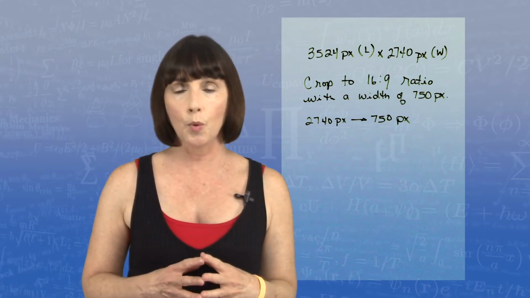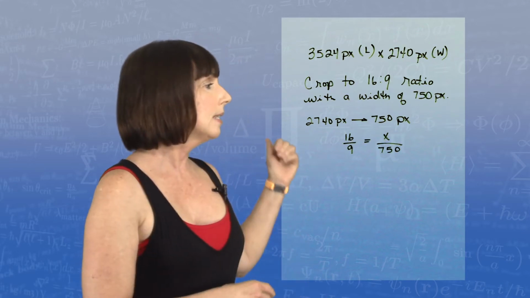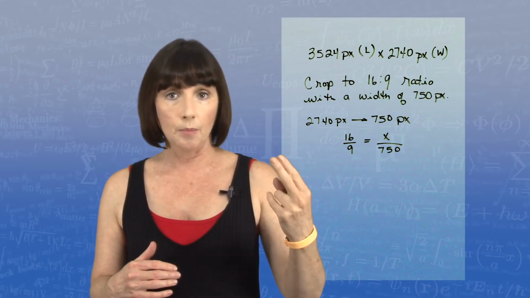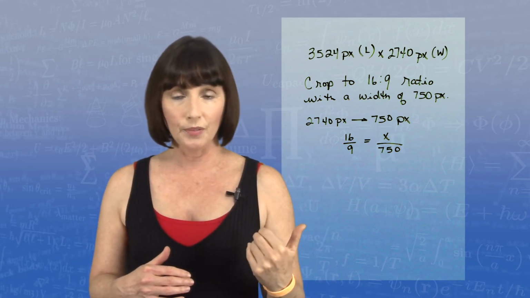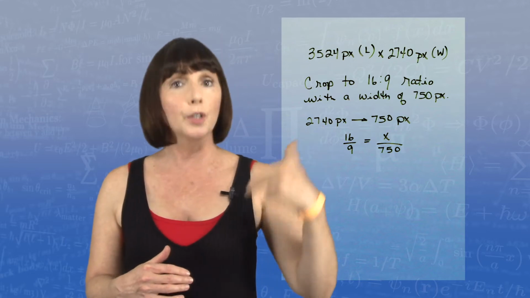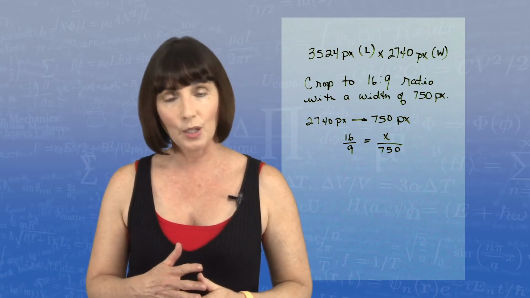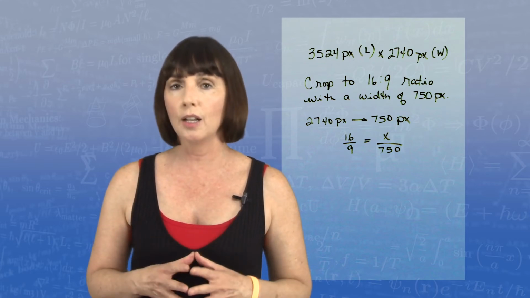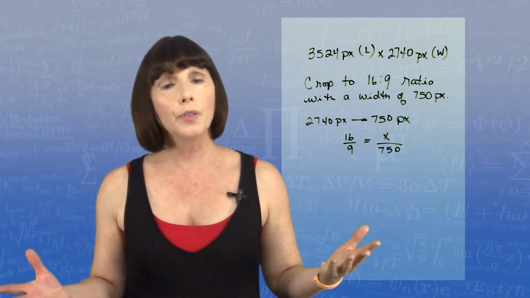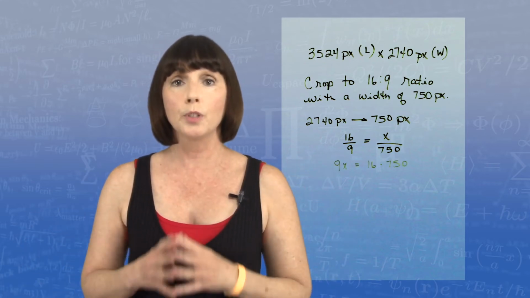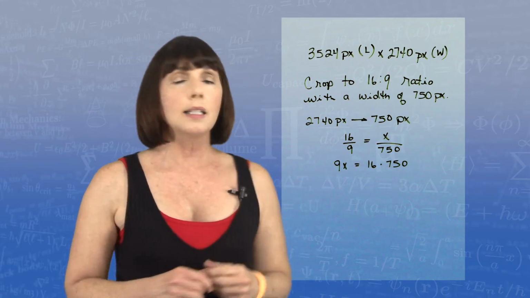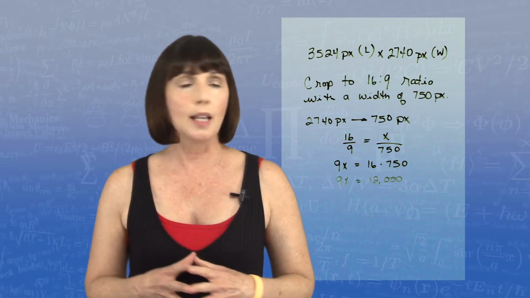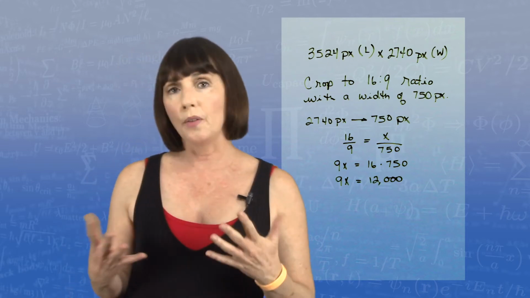Now let's set up our proportion. We have 16/9 equals x over 750. Big number over small number on one side of the equation, big number over small number on the other side of the equation. Remember that 750 pixels is the shorter side of our image. Now to solve this, we just cross multiply. So we get 9x equals 16 times 750, and that multiplies out to be 9x equals 12,000.